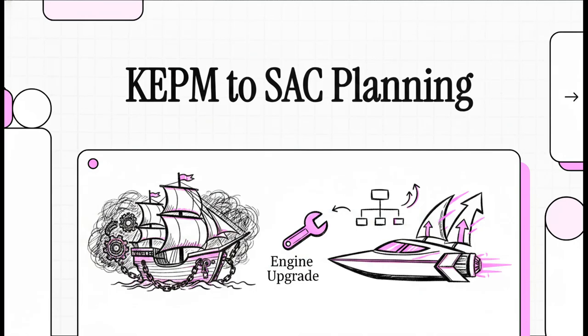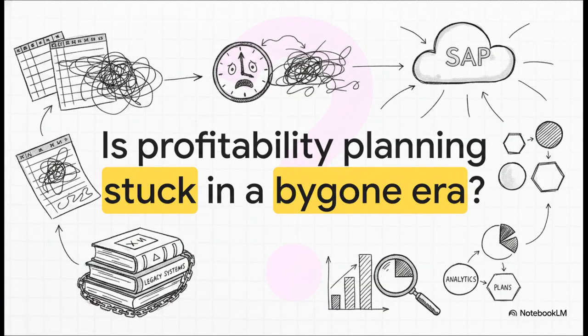If you're in enterprise finance, you already know that the tools you use dictate exactly how fast and how accurately you can steer the ship. Well, today we're diving into a massive, absolutely critical engine upgrade for your financial systems. We're talking about the transition from legacy SAP KPM all the way to SAP Analytics Cloud Planning, or SAC for short. Let me just ask you a question right out of the gate.